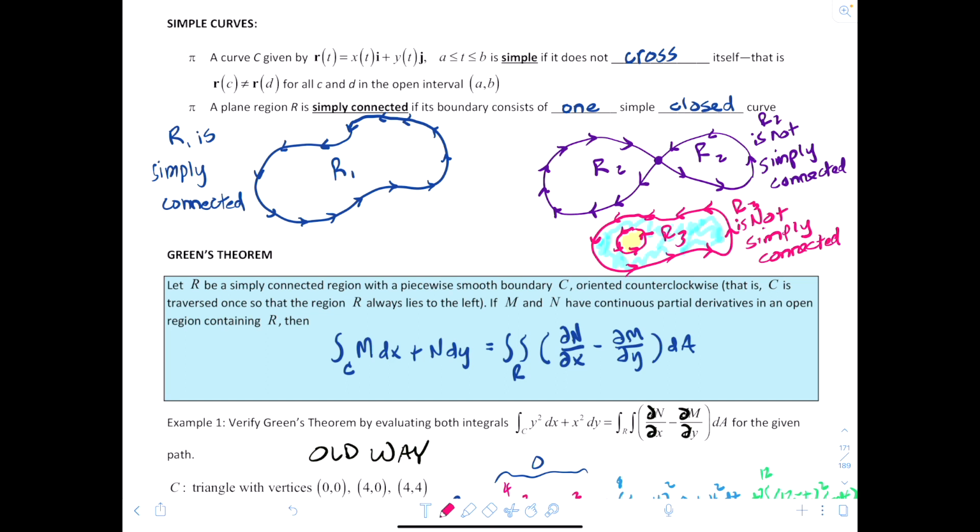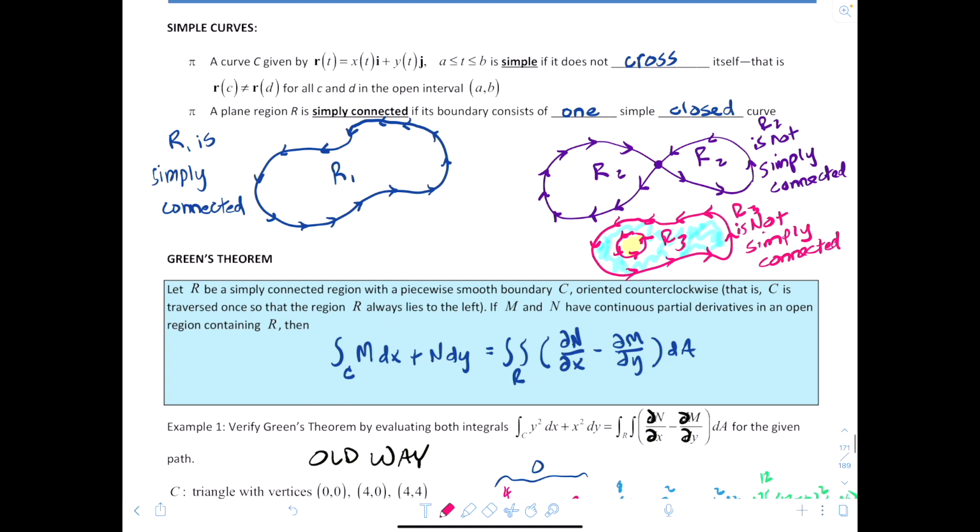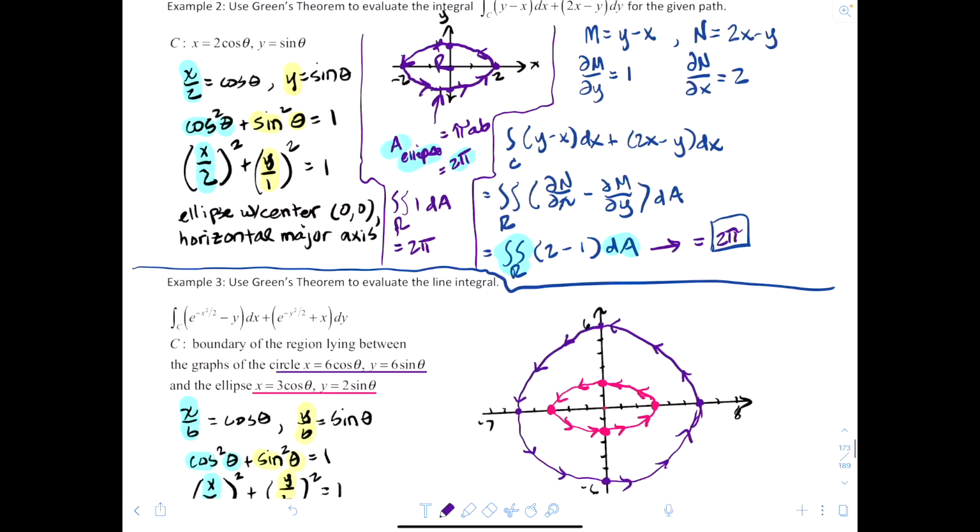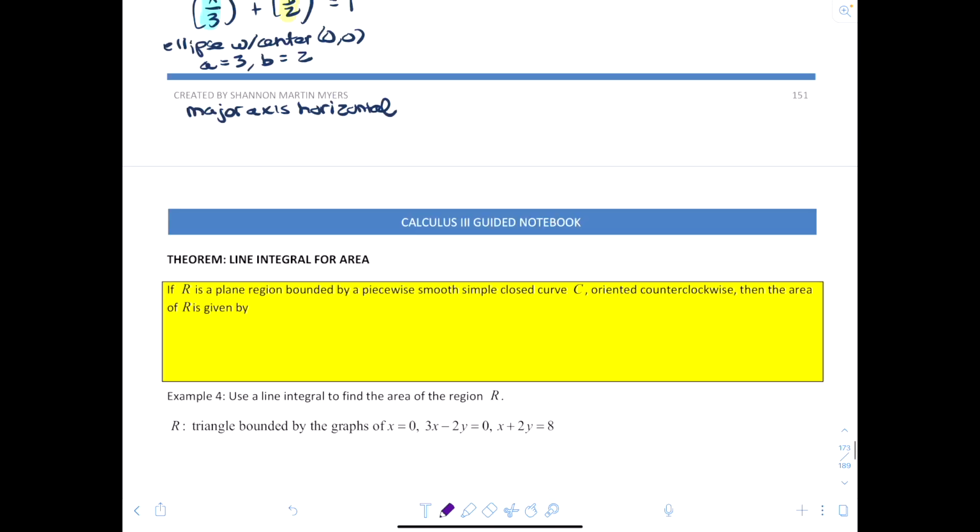So if I said region 3 was equal to some region 5 minus some region 4, and the blue, this whole thing right here was region 5, and then this whole thing was my region 4, then I could use Green's theorem. And that's what we're going to do with this problem, example 3, I think it was.